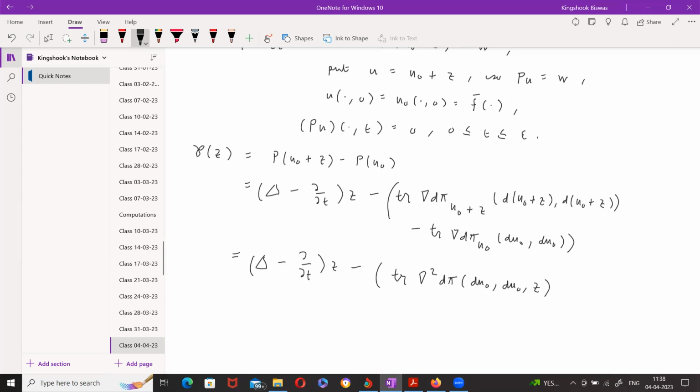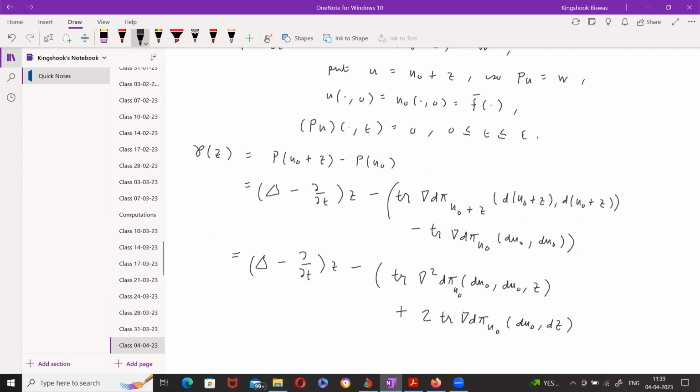So I'll get this, plus, well, here I have d of u0 plus z, that's du0 plus dz, and du0 plus dz. By bilinearity and symmetry of this second fundamental form, I'll get 2 times trace of nabla d pi, this is at u0, of du0 dz. Okay.